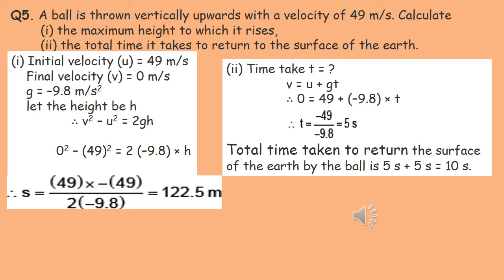We are using the first equation of motion, v is equal to u plus gt. So 0 is equal to 49 plus minus 9.8 into t, because 0 is the final velocity. So t is equal to minus 49 divided by minus 9.8 is equal to 5 seconds. So total time taken to return to the surface of earth by the ball is 5 seconds plus 5 seconds, that is 10 seconds. So time of flight is equal to time of fall. That's why we can take 5 plus 5.